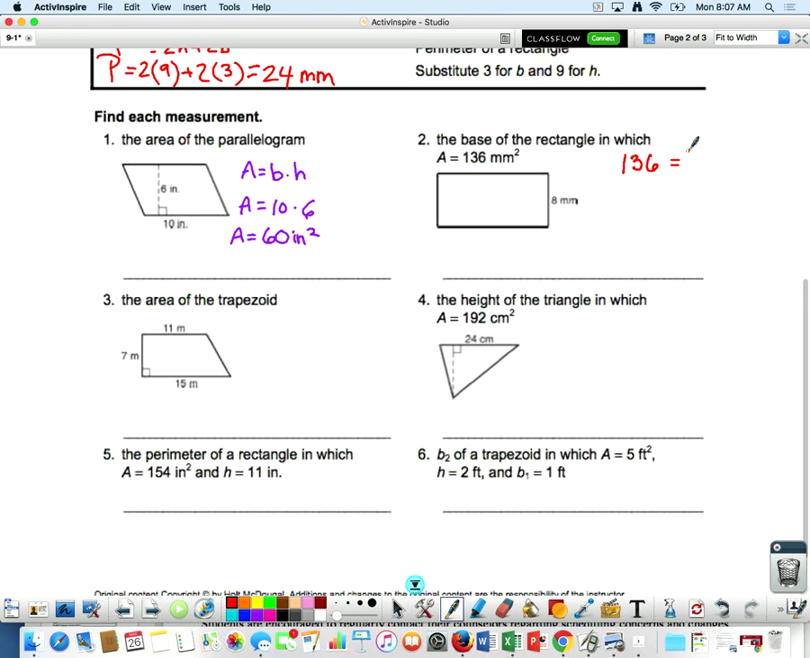Do I know the base? No. So I'll put B. Do I know the height? Yep. 8. What's the formula? Area equals base times height. It's right at the top of your page. This is a rectangle, right? So we divide by 8 on both sides. So you get B is equal to 17. What's the units? Millimeters. Now it's not squared, because area is squared. Perimeter is not.